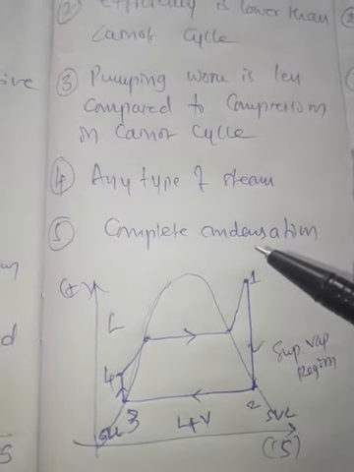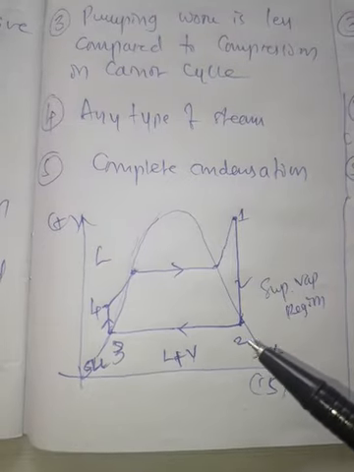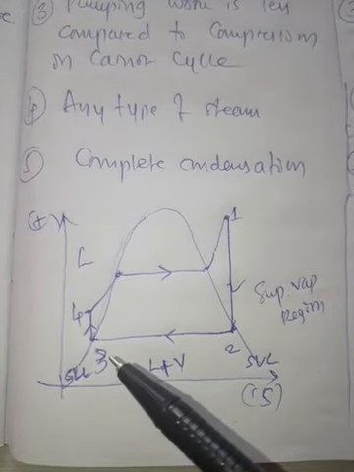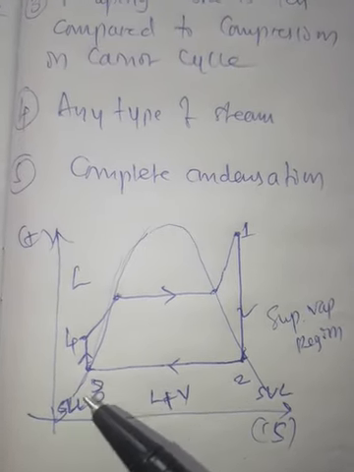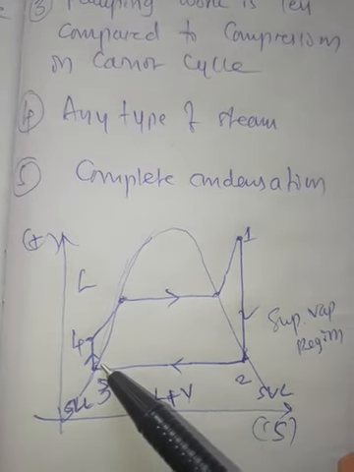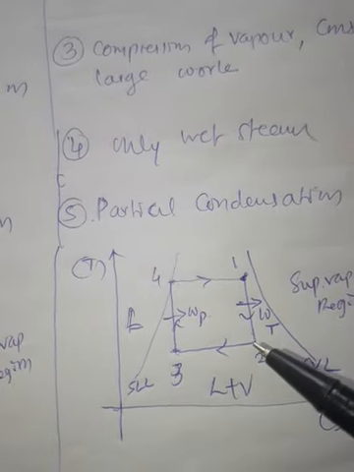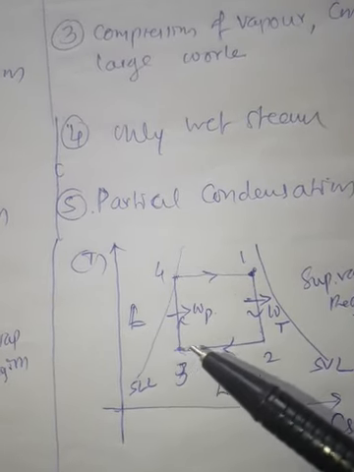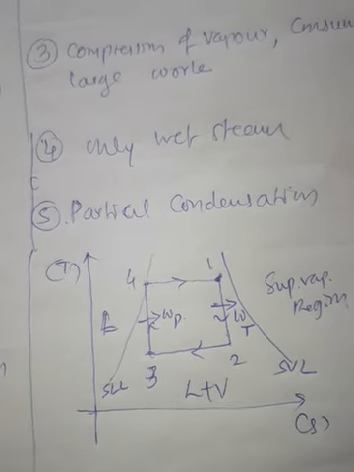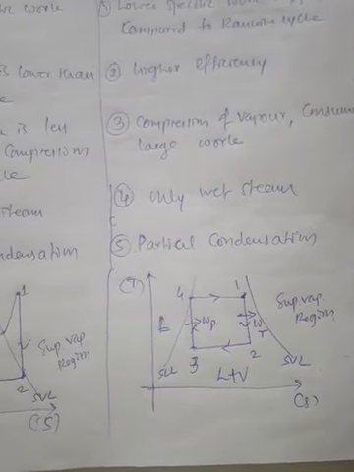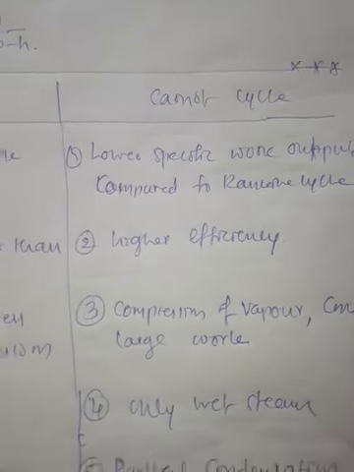The fifth one is complete condensation of steam in process 2 to 3, that is, in the condenser. In the Rankine cycle it is completely liquefied, condensed till the saturated liquid line. Here, in the Carnot cycle, there is only partial condensation in process 2 to 3, so state 3 is not on the saturated liquid line. This is all about the differences between the Rankine cycle and the Carnot cycle. Thank you.